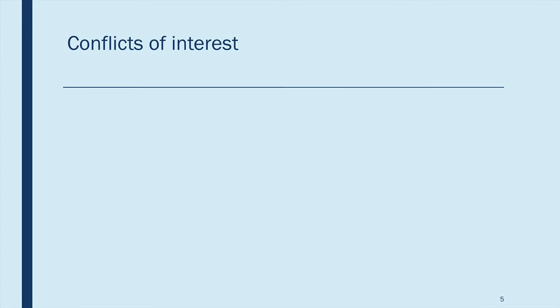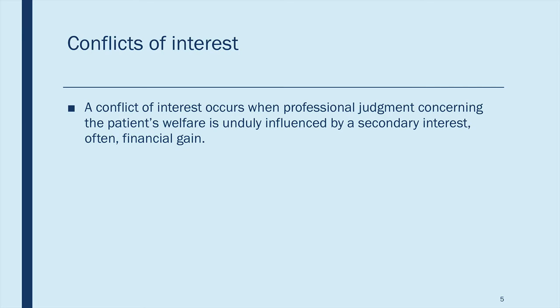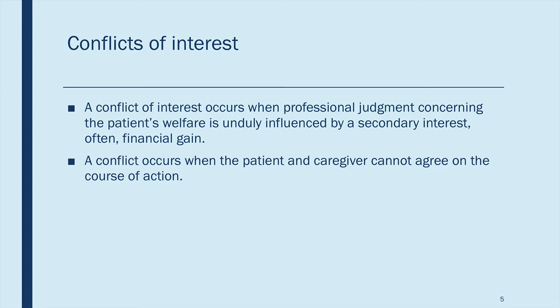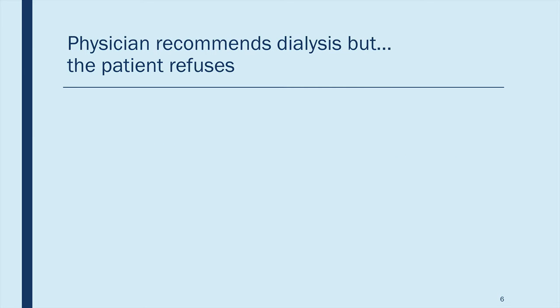What is the definition of a conflict of interest? A simple definition is when professional judgment concerning the patient's welfare is unduly influenced by a secondary interest such as personal financial gain. We will discuss various examples in a minute. I'd like to emphasize that there are indeed situations in which the physician and patient are in conflict, such as when they cannot agree on a course of action. This is not a conflict of interest if the physician is acting in the patient's best interest and not in his or her own. To emphasize the distinction between conflict and conflict of interest, let's look at an example.